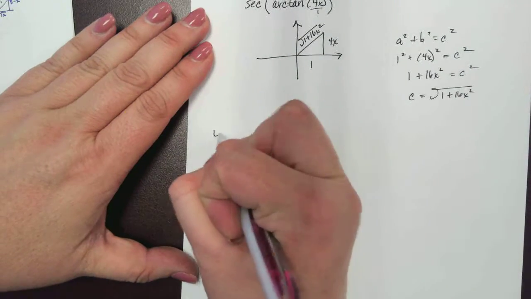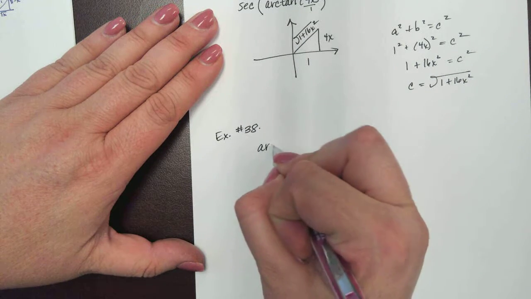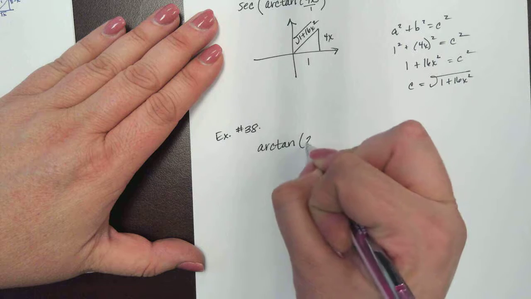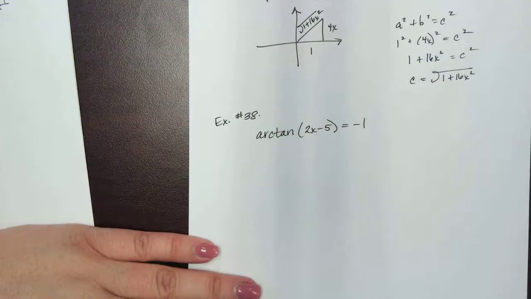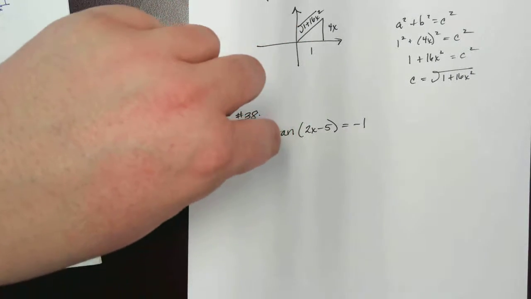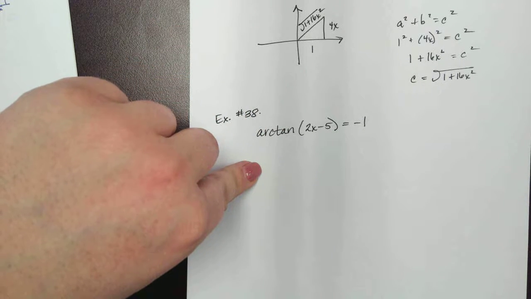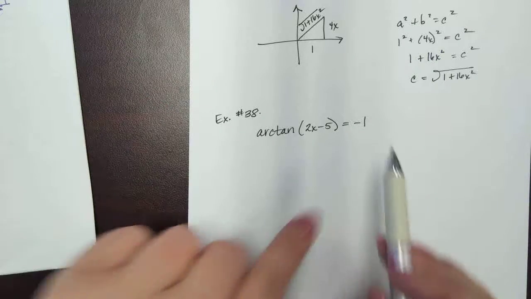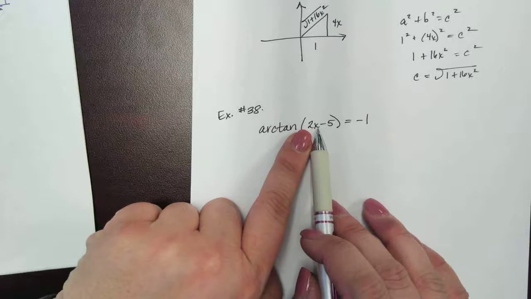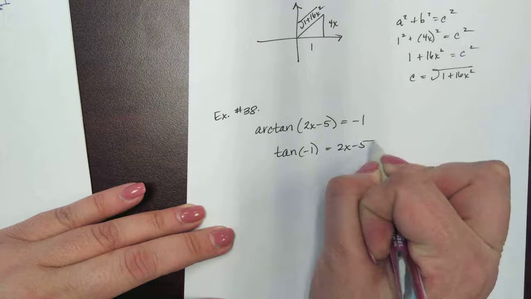Okay, we're going to go over some solving equations. This is example number 38, and I have arctan of 2x minus 5 equals negative 1. If this is inverse tangent, to get rid of the inverse, I could take tangent of both sides. This is like my theta, this is what my answer equals. I'm going to rewrite this as tangent of negative 1 equals 2x minus 5.